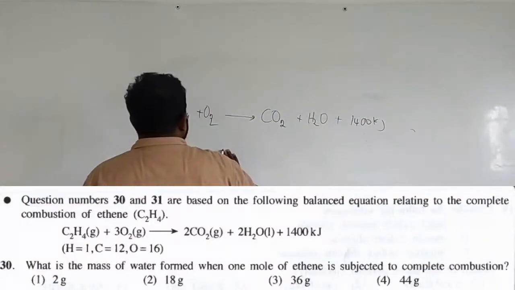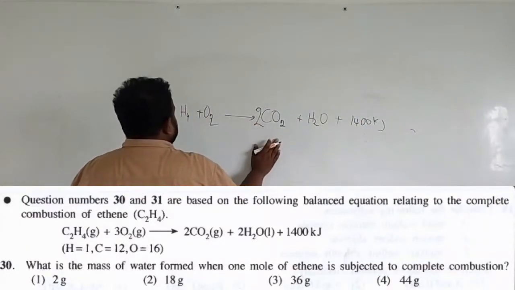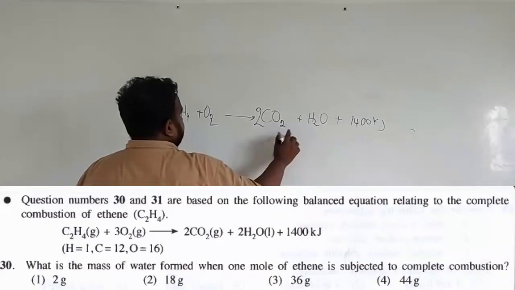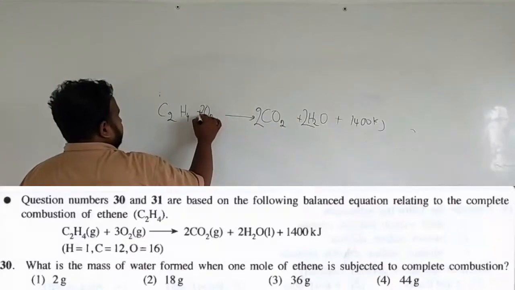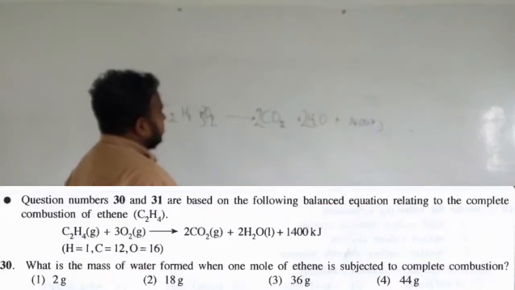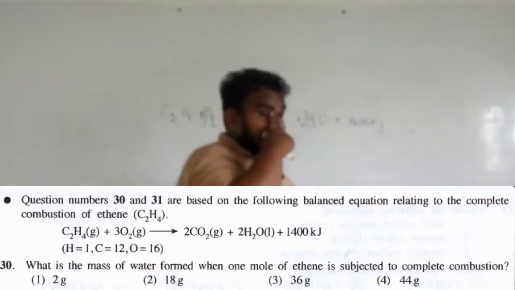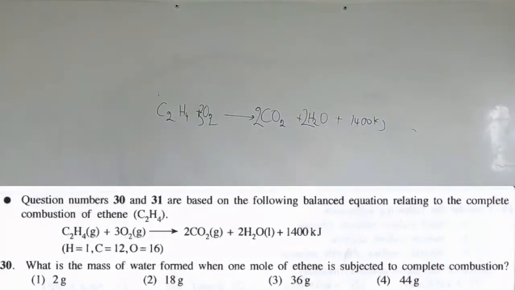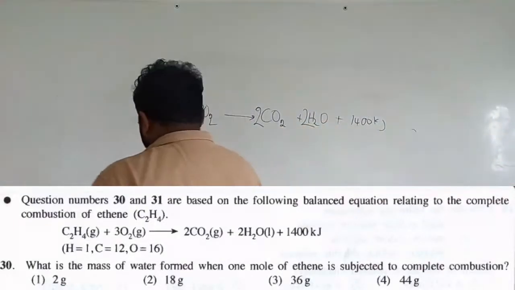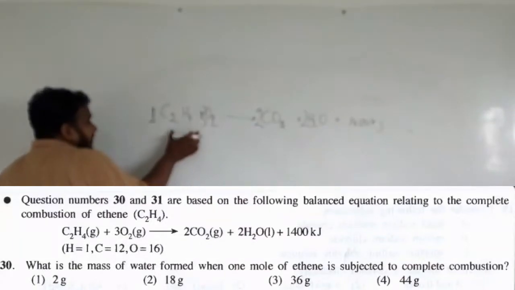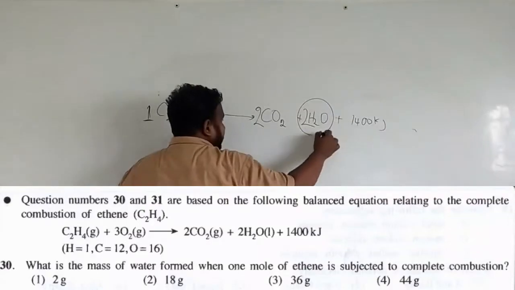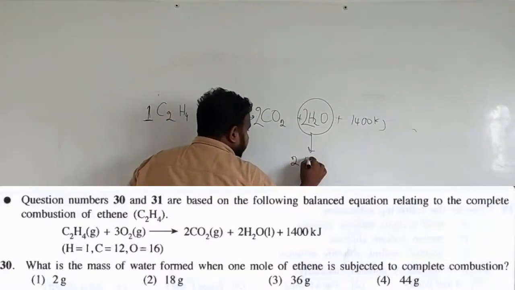So if you balance it, it's going to be 2, and here it's going to be 2. And if you balance this, it is going to be 3, right? So this is how the balanced equation is going to be. Fine. So question: what is the mass of water formed when 1 mole of ethene is subjected? So the same question we did previously. 1 mole is reacting. If 1 mole reacted, how much water will be out? 2 moles of water will be out.